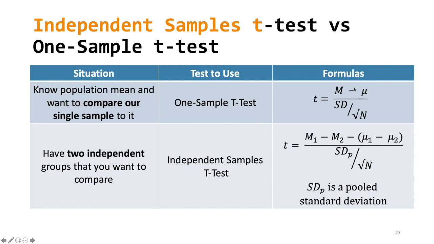For the one sample, this was the t-test calculation. For this one, it looks way worse. But if you keep in mind that our null hypothesis is going to be that the two groups do not differ, that means this is going to turn into 0. These are going to be the same. So this is totally going to drop out, this part. What we're left with is the mean of group 1 minus the mean of group 2 over what's called the pooled standard deviation divided by the square root of n.